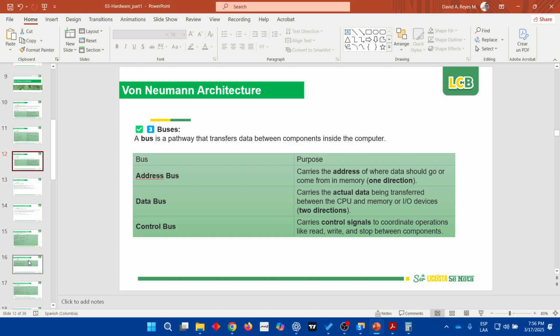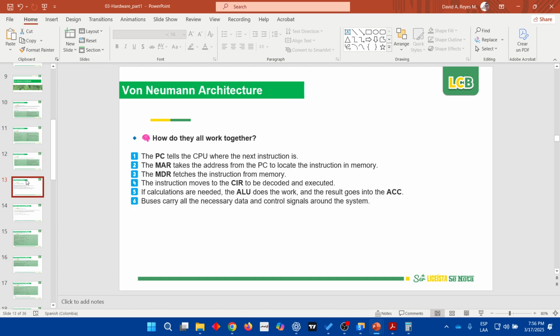Like read, that you are going to go to the CCA for the information. Right? That you are going to go to the Agora to take the result of the multiplication. Okay? I hope that is clear for you. Now, how do they all work together?